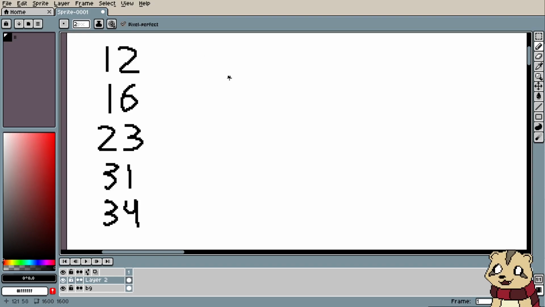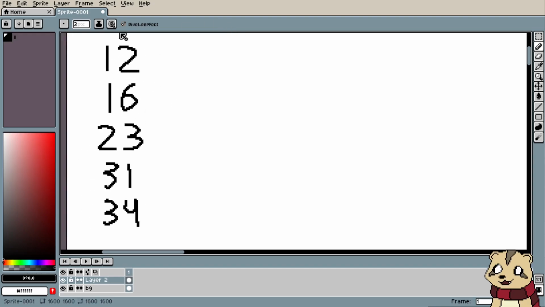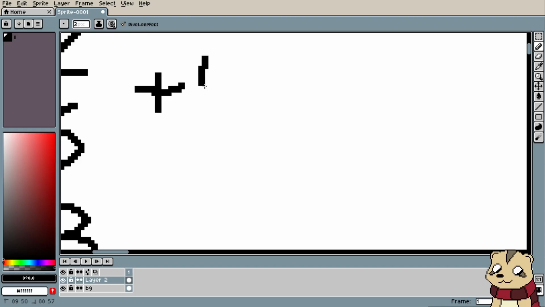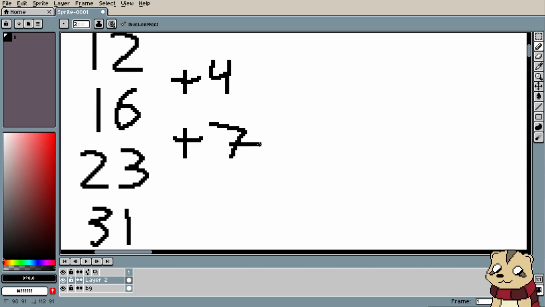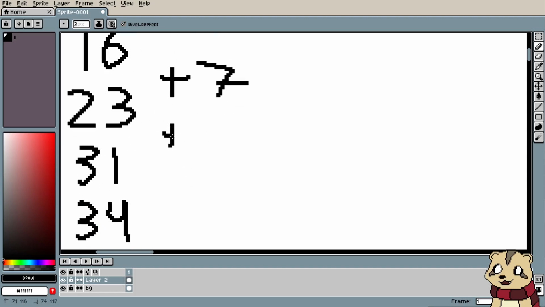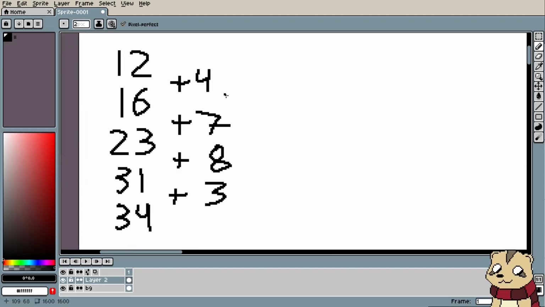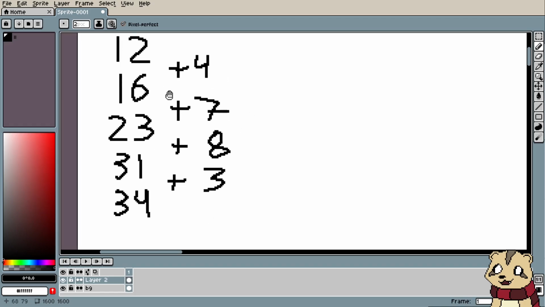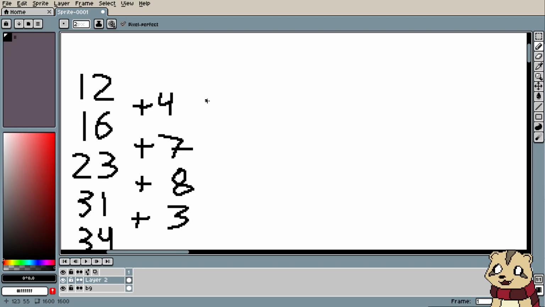If you take all these changes and then you take the sum of those changes, you'll get back what you started. So for example, I'll take the change of all these numbers over time. To get from 12 to 16, it's plus 4. And then we have plus 7 to go from 16 to 23. And then plus 8. And then plus 3. So you can think of this kind of as differentiation. I'm taking just the changes of all the numbers over time.